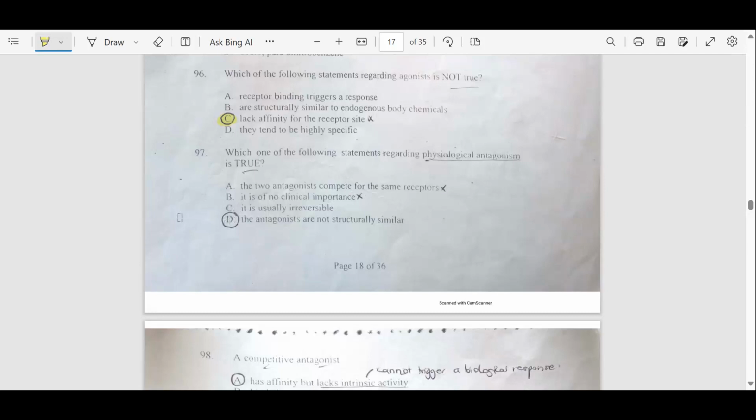So we have Dr. Shafi and Spider-Man flying with choice D, saying that the antagonists are not structurally similar.